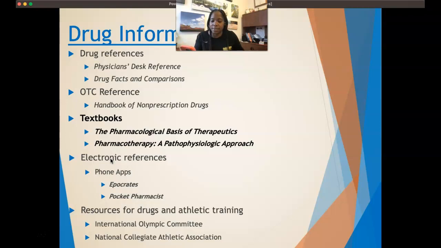And just so you all can see, I do have Epocrates downloaded on my phone. So this isn't one of those instances where I'm telling you to do it and I'm not doing it. It will force you to create an account, and that's okay. You'll use it for the rest of your life as an athletic trainer.